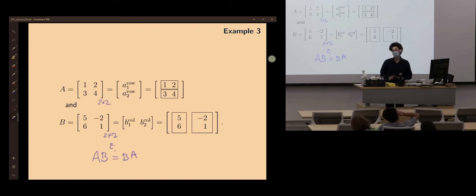Now, if this is true, it should be true for any B and A. Right? When you claim that A times B equals B times A, if you find one example that's not true, then it's not true in general. That's enough to basically reject the hypothesis. But on the other hand, if it's true, you should prove that it's true always. That's how it works in math.